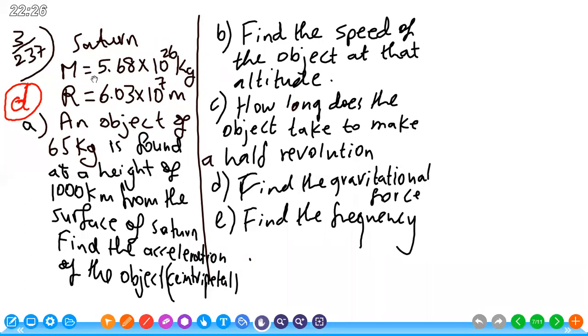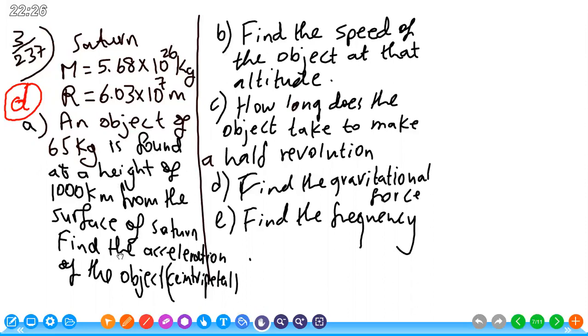So Saturn has a mass of 5.68 times 10 to the 26 kilogram. The radius is given, 6.03 times 10 to the 7 meter. Now here an object of 65 kilogram, we said, is found at a height of 1,000 kilometers from the surface. So this is part D. I made it part A and I added some other parts.